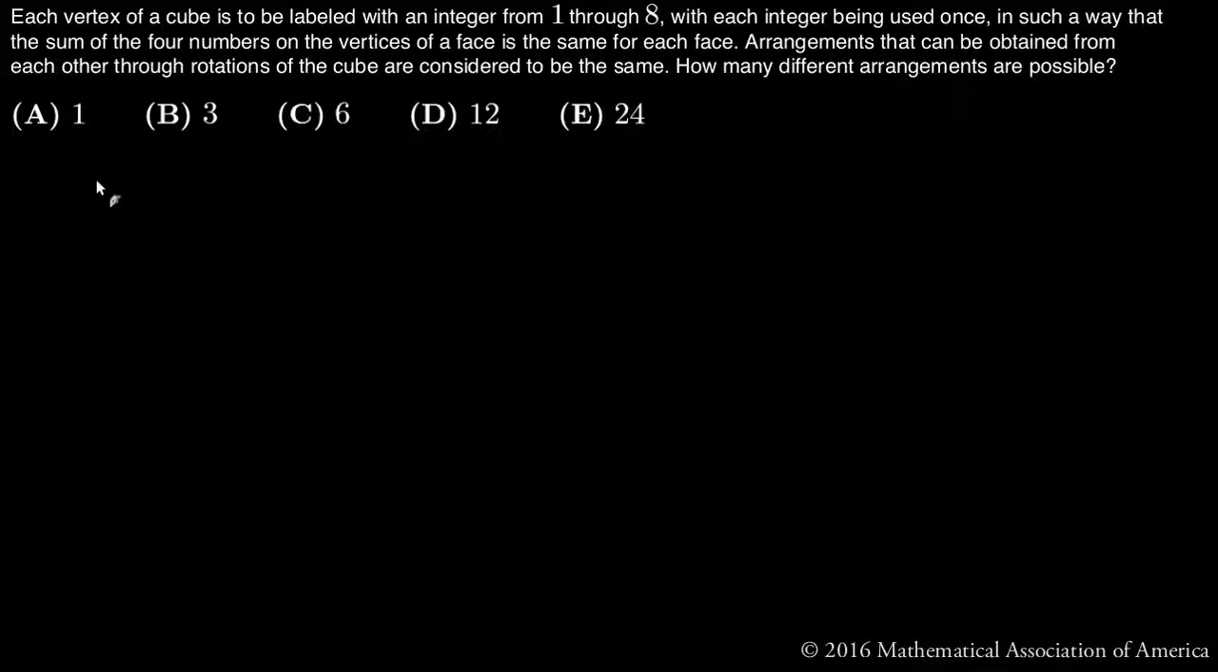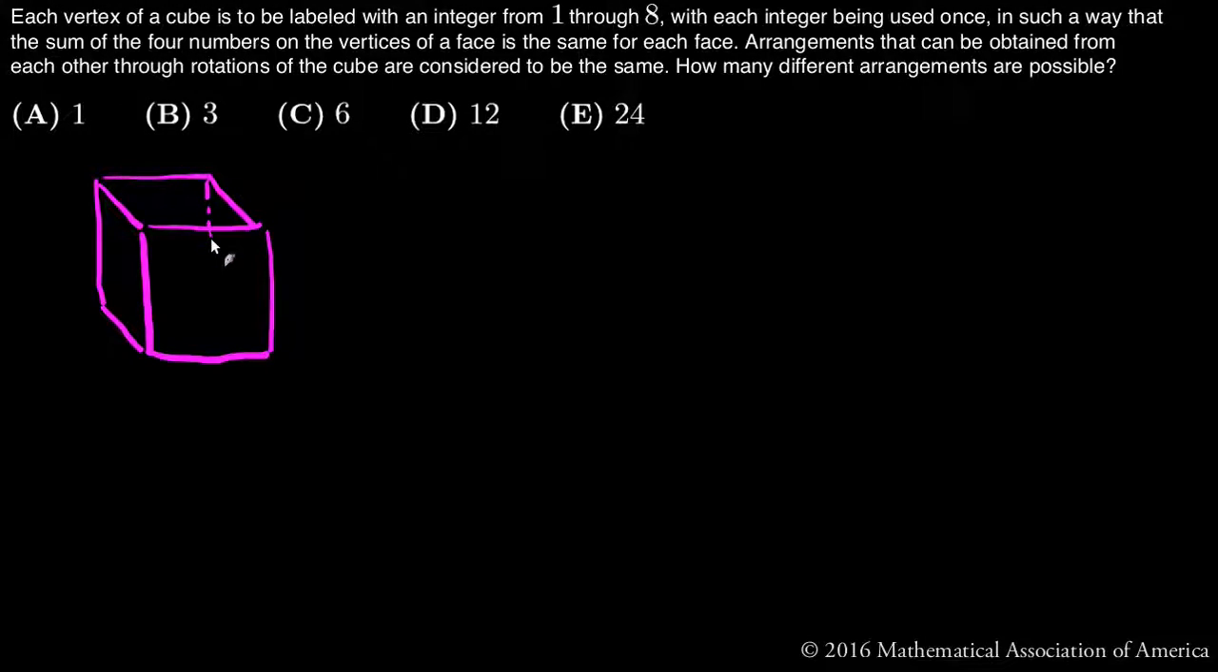So what's happening is this. We have a cube with its 8 vertices in these locations, and we're numbering them with the integers 1 through 8, not repeating anything, and I want the sum of the top 4 to equal the sum of the bottom 4, to equal the sum of the back 4, to equal the sum of the front 4, to equal the sum of the left 4, to equal the sum of the right 4.